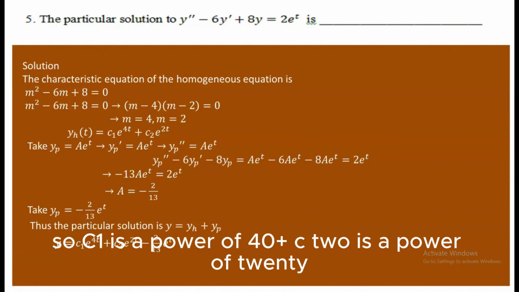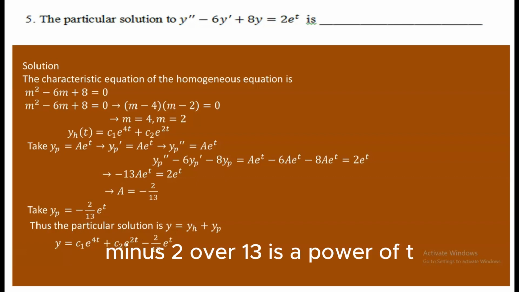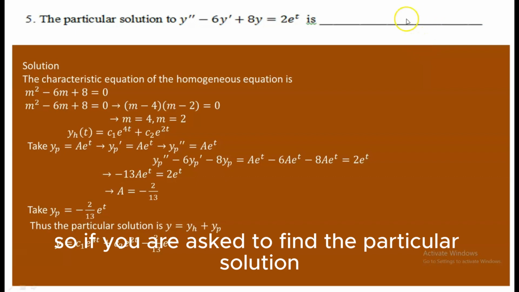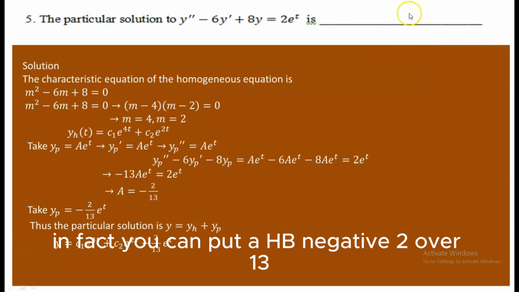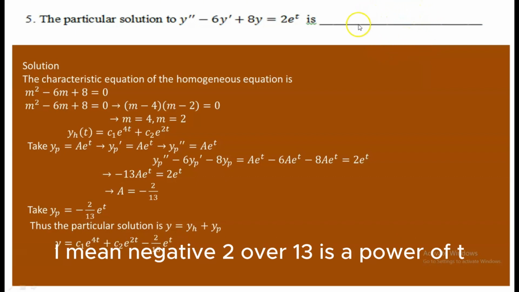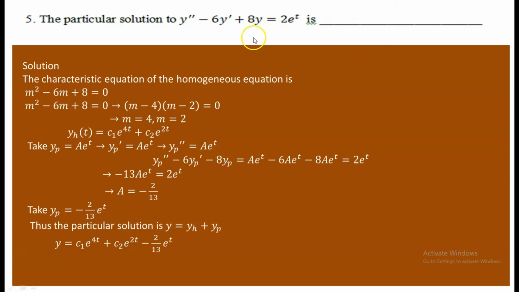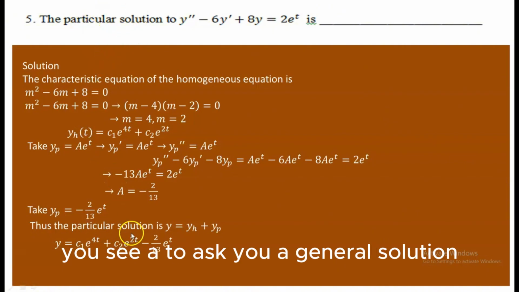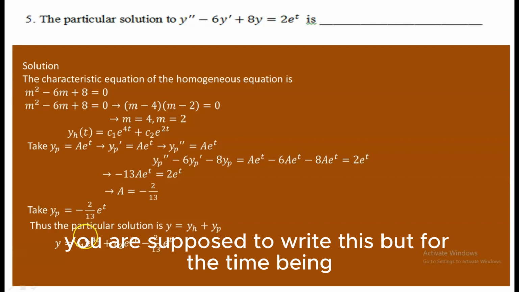So c1 e to the power of 4t plus c2 e to the power of 2t minus 2 over 13 e to the power of t. So if you are asked to find the particular solution, in fact, you can put a to be negative 2 over 13 e to the power of t. It's possible to put that here. But if the question asks you for a general solution, you are supposed to write this.